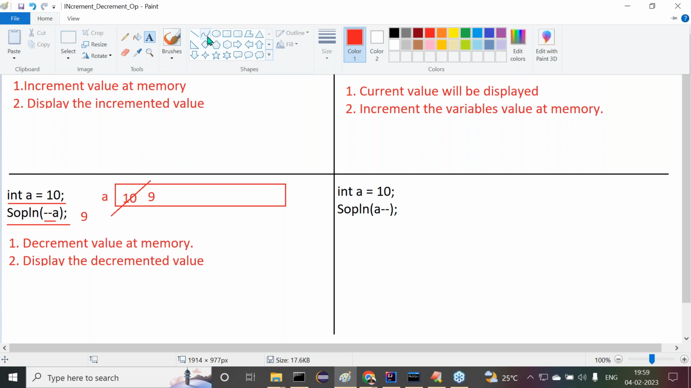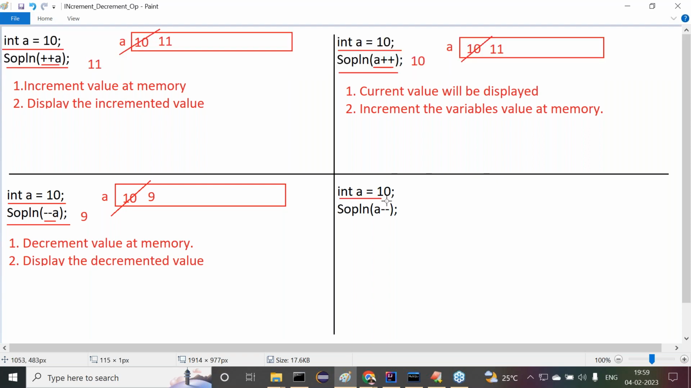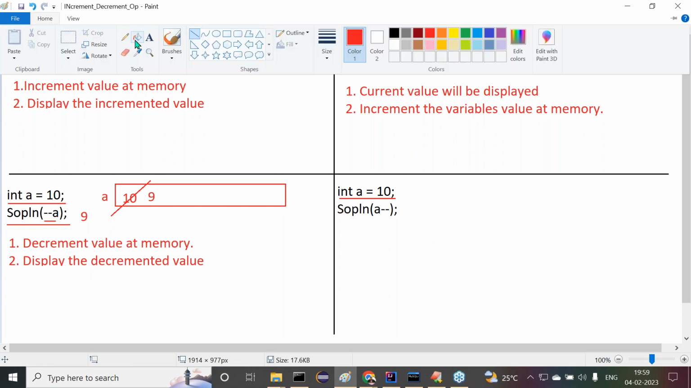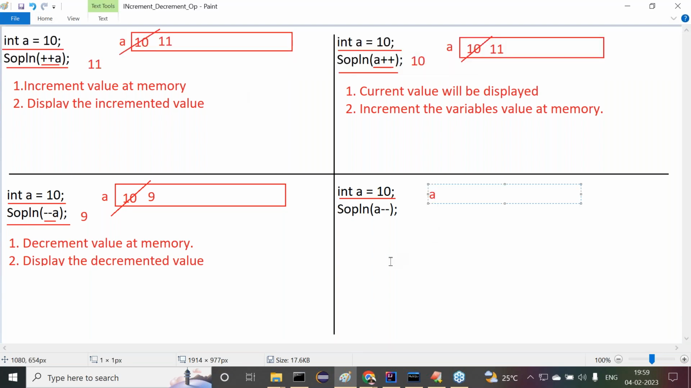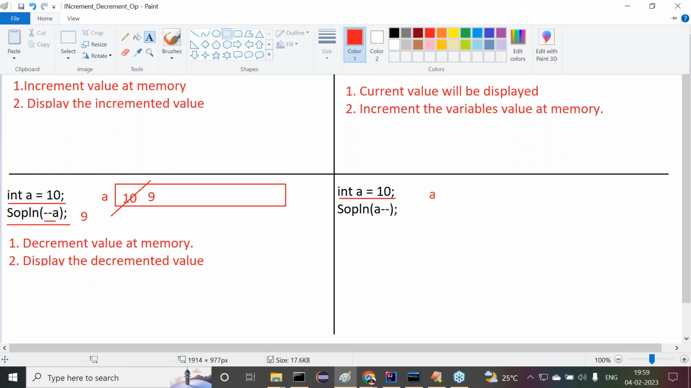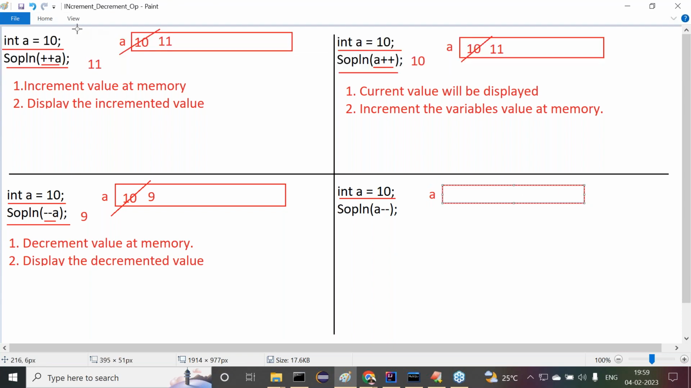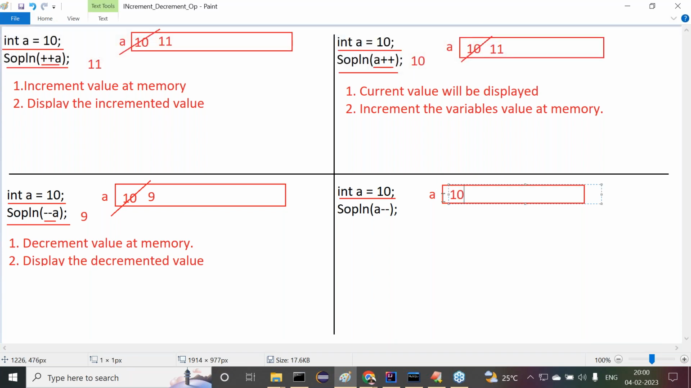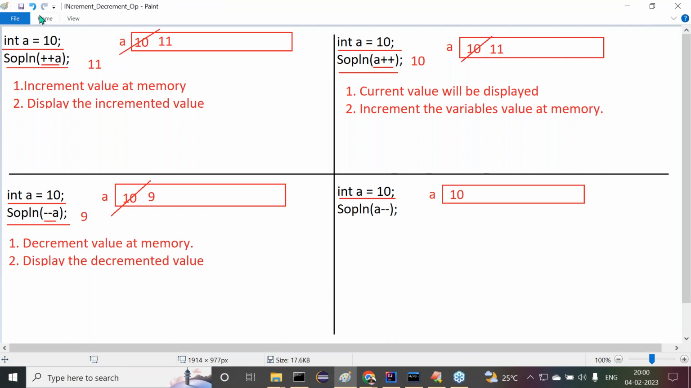Alright, so now let's come to this last one. When the JVM encounters this instruction, int A is equal to 10, as usual, for the A variable, 4 bytes of memory will be allocated. In that 4 bytes of memory, the initial value we are getting is 10. Now immediately the JVM will come to the next instruction, A--. What is A--? Post-decrement.